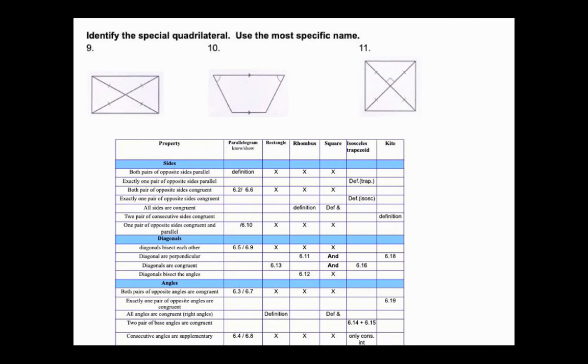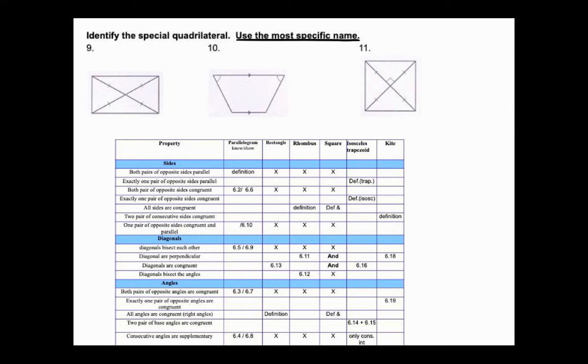The next set of problems is a little more of a challenge because this time we want the most specific name. So we only get to give our shape one name. So we're going to list all of the things that are identified for that shape.